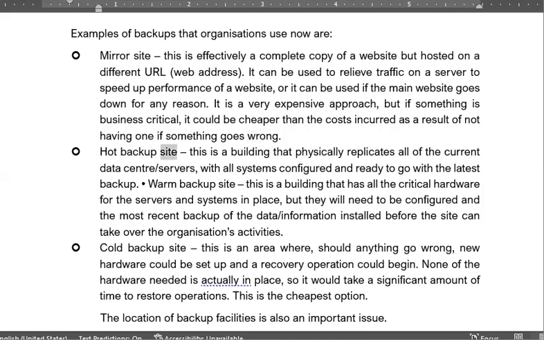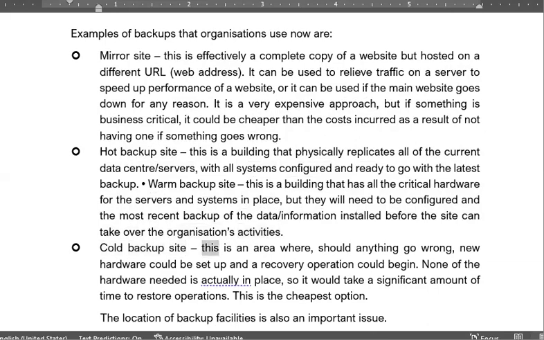Hot backup site. This is a building that physically replicates all of the current data center / servers, with all systems configured and ready to go with the latest backup. Warm backup site. This is a building that has all the critical hardware for the servers and systems in place, but they will need to be configured and the most recent backup of the data / information installed before the site can take over the organization's activities.